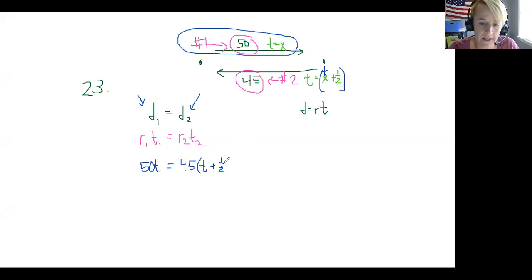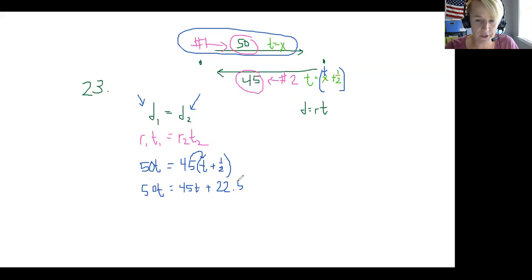So here's my basic equation that I'm working with. The first trip, driving 50 miles per hour for a certain amount of time, and I get to the second city. On the way back, I'm driving 45 miles per hour for a certain amount of time, plus that extra half an hour. Okay, so now let's start solving some math. So 50t is not going to do anything special besides just stay 50t. For 45 times the quantity of t plus 1/2, I have to distribute here. So I end up with 45t plus, what is half of 45? Well, it's 22.5.